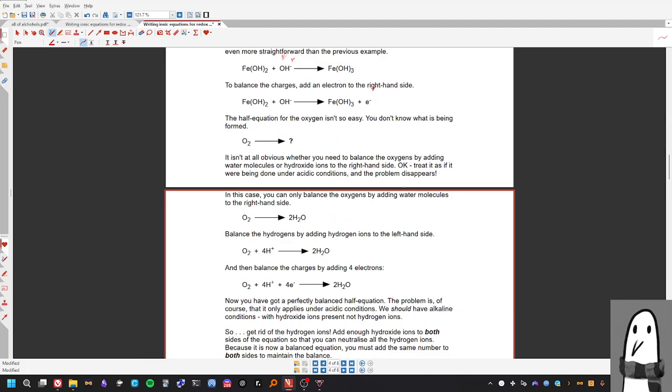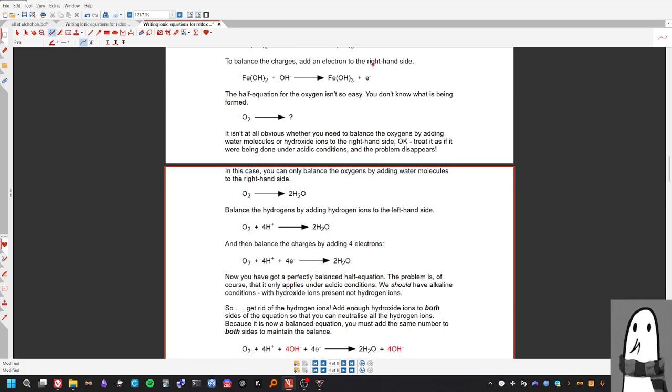The half equation for oxygen isn't so easy. You don't know what is being formed. What happens when you reduce air? It's not easy to understand, and it's not clear whether you need to balance the oxygens by adding water molecules or hydroxide ions to the right side. Treat it as if it was under acidic conditions, and the problem disappears. In this case, you only balance the oxygens by adding water molecules, because you need O's on the right side, and the best way to do that is by adding water.